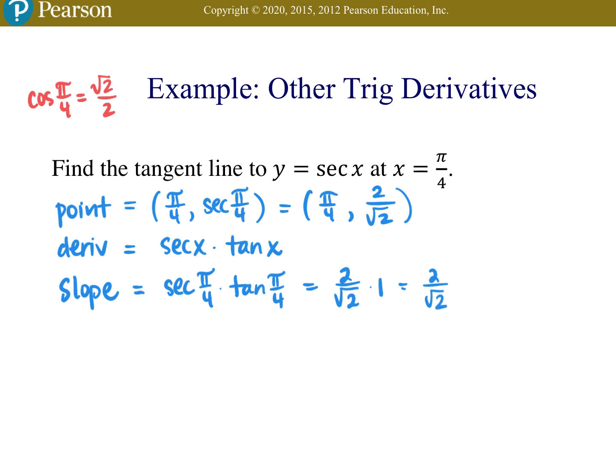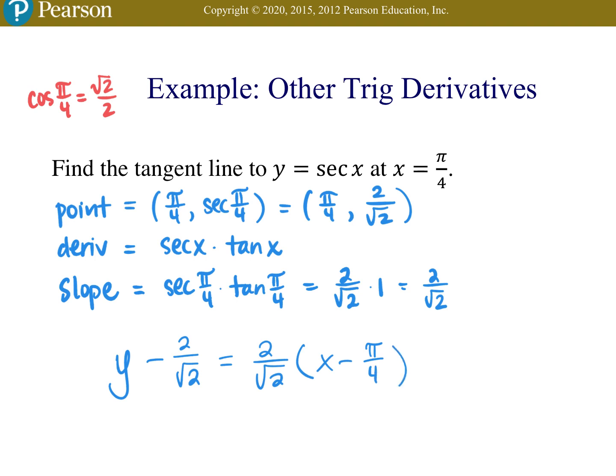Okay, great. All right, so David, way in the back, you can write our tangent line for us. Can you see from back there? Okay. Tangent line is y minus 2 over square root 2 equals 2 over square root 2 times x minus pi over 4. Good job. And you could just leave it like that. You don't have to simplify.